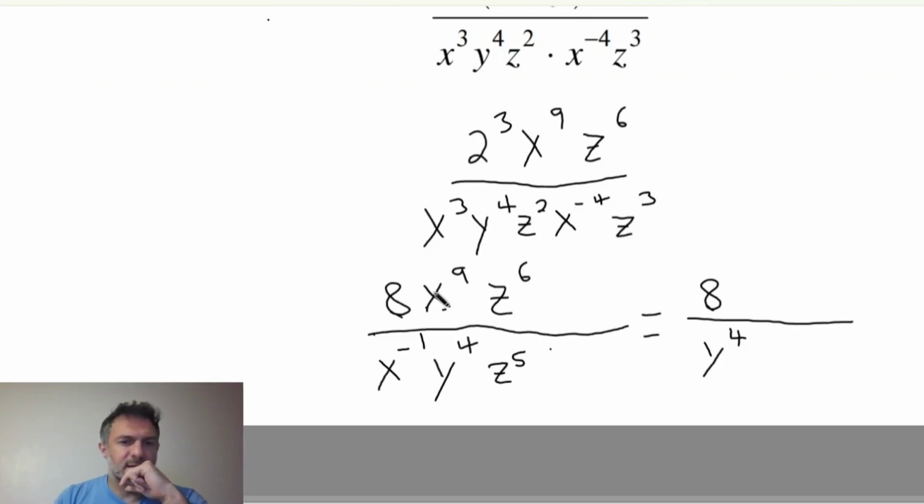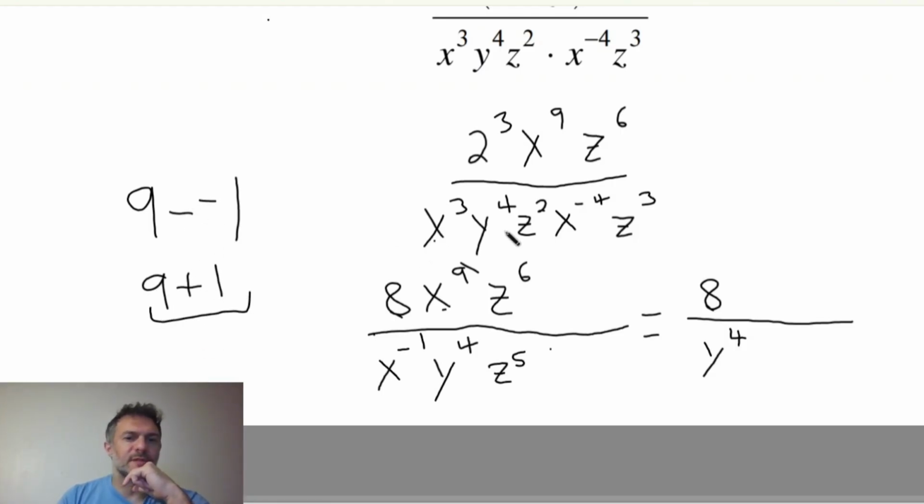Notice I have my x's. I have a bigger exponent on top with the x, a 9, and then a negative 1 in the bottom. Well, what's 9 minus negative 1? Okay, I'm just going to write it over here just to make you understand what's going on here. When we subtract a negative number, you're actually adding it. So minus negative 1 is actually plus 1. This is going to result in 10.